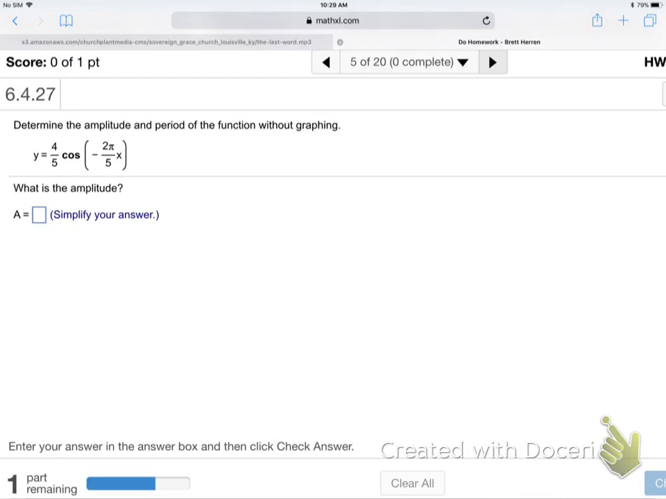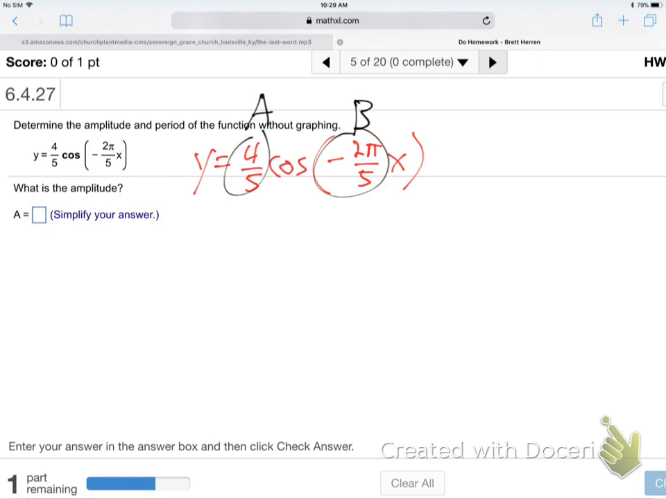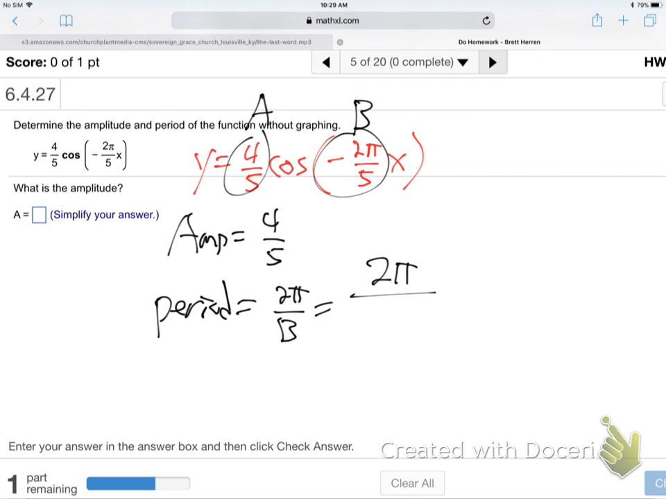Okay, so y is 4/5 cosine of 2 pi over 5 x. So amplitude and period. This is A, this is B, right? So the amplitude is 4/5, period, 2 pi over B, 2 pi over negative 2 pi over 5. Good so far?